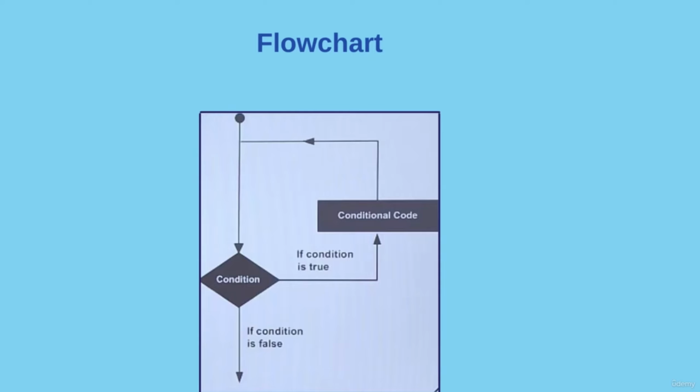Here is the basic idea of how iteration statements or loops get executed. This is the control flow. There must be a condition. If the condition is true, then we will execute the conditional code and the control will again come to this condition. So unless and until this condition is returning true, this loop will keep on executing. As soon as the condition is false, it will get terminated. If there is any logical error, you may write an infinite loop which will not be able to come out of this iteration.